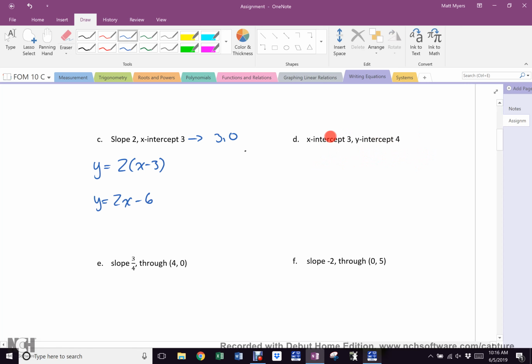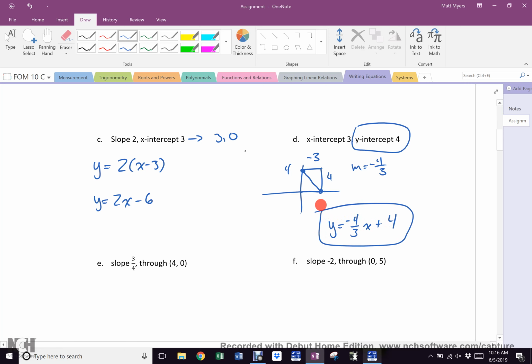So what I would do here, because I have the y-intercept, what would I find? The slope. If the x-intercept is 3, there's 3, right? I ran 3. And the y-intercept is 4, there's 4. So this is my line, correct? So it's up 4 and run of negative 3. So my slope equals negative 4/3. Now I have a slope and a y-intercept. So it's y equals negative 4/3 x plus 4. Everybody cool?